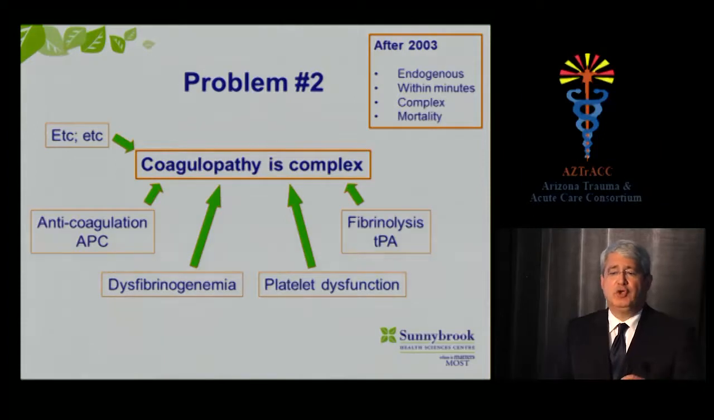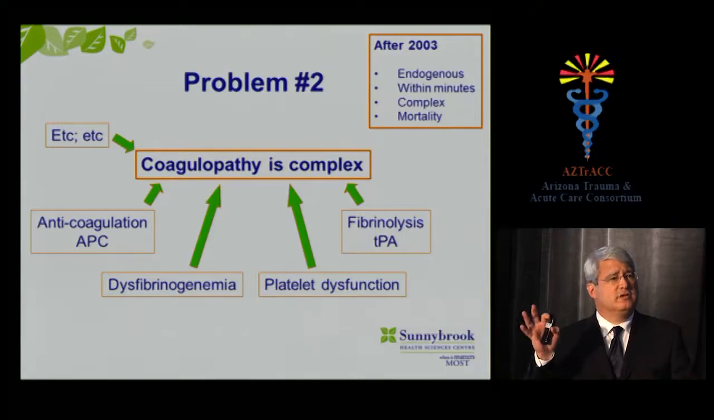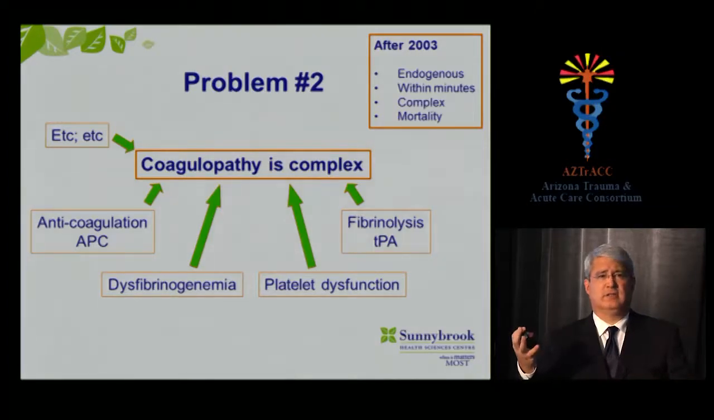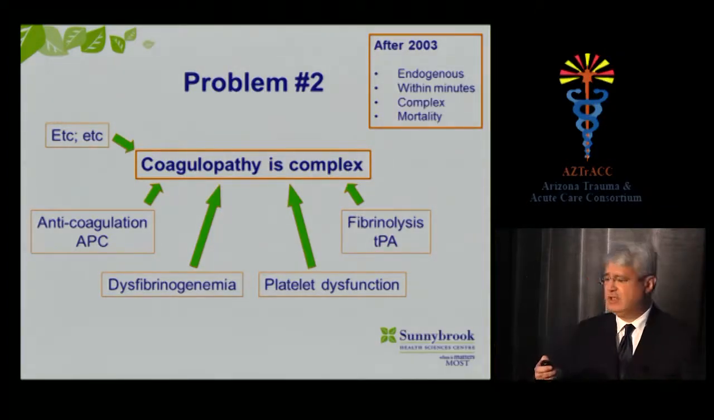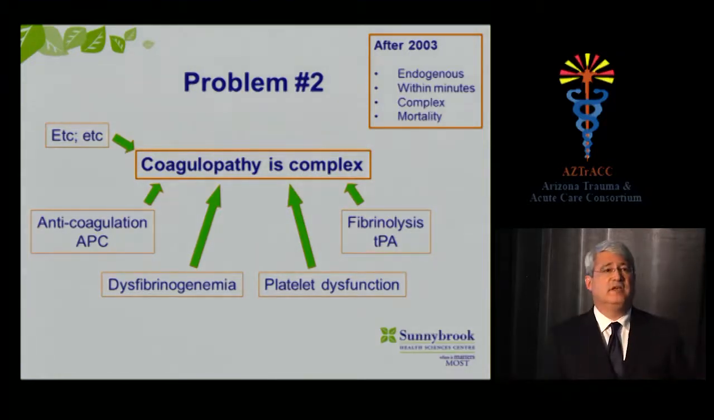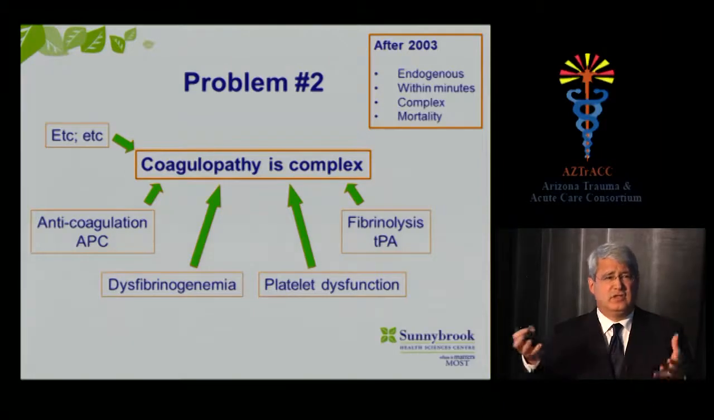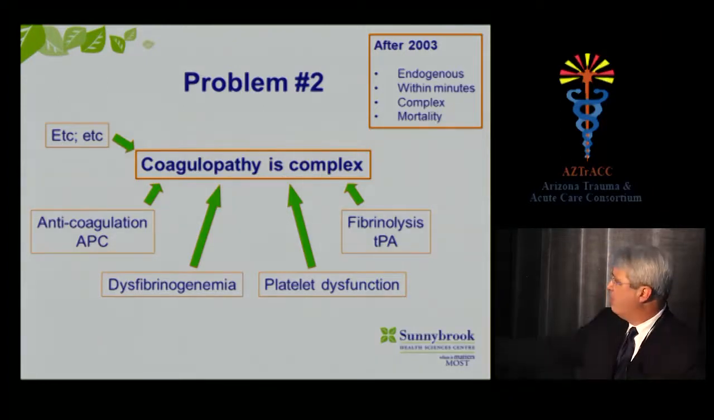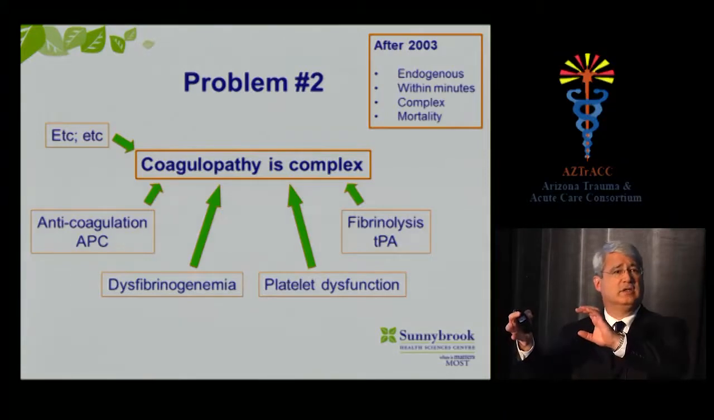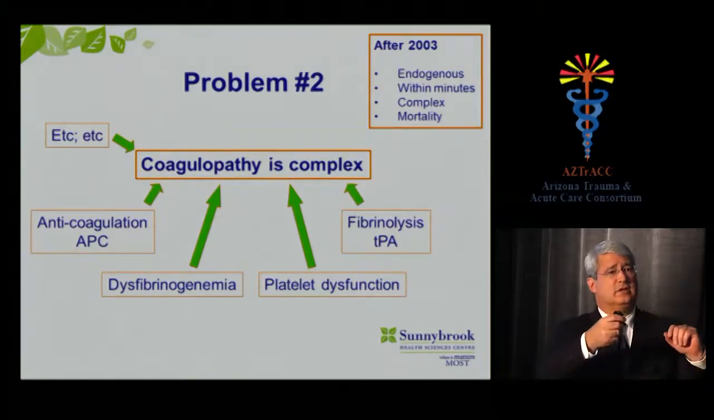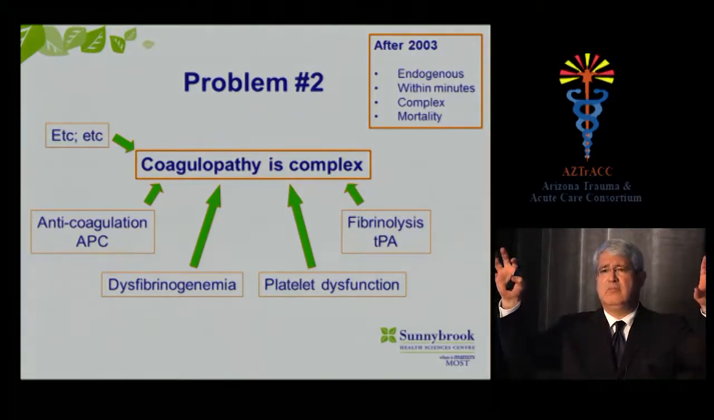The problem number two is that, as I mentioned before, this problem is complex. We know that our trauma patients are anticoagulated because they have the release of APC, and I use it as equivalent to having heparin on board. This patient cannot form a clot. But this patient also has a problem with excessive fibrinolysis. Even if they form a clot, it is dissolved too fast. Those are the two main mechanisms.